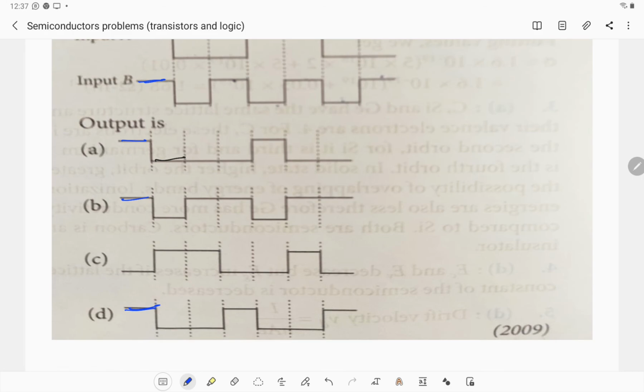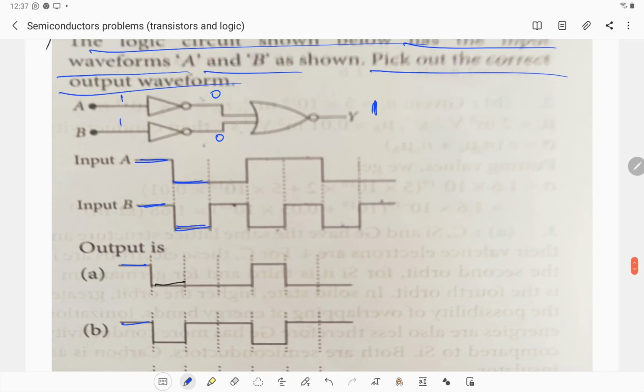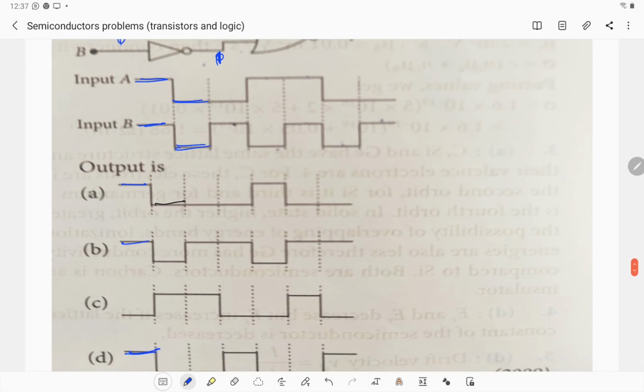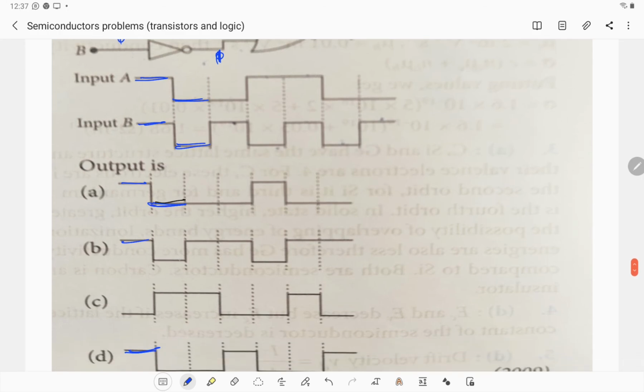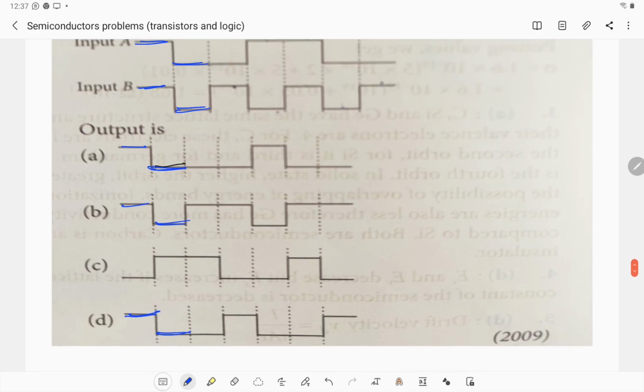Therefore, maybe A, B, D. And verify for this one. This is low, means 0, 0. Here is 0, here is 0, means here is 1, here is 1. Therefore, 1 plus 1, but here is 0. Therefore, two low values, here also low value. This is low value, this is low value, and this is low value, third one.